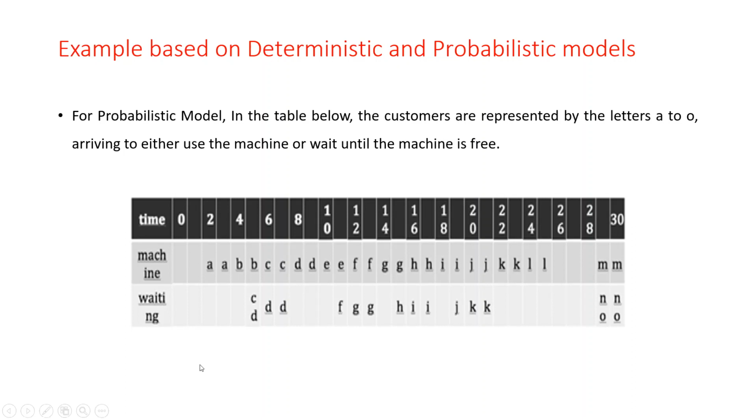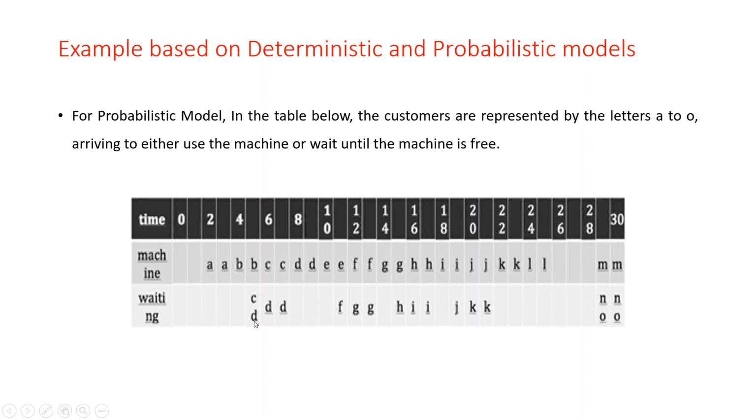In this table, the customers are represented by the letters A to O: A, B, C, D, E, F, G, H, I, J, K, L, M, N and O. They arrive to either use the machine or wait until the machine is free. Here the machine is used for 2 minutes by A, then B takes the machine for 4 minutes.